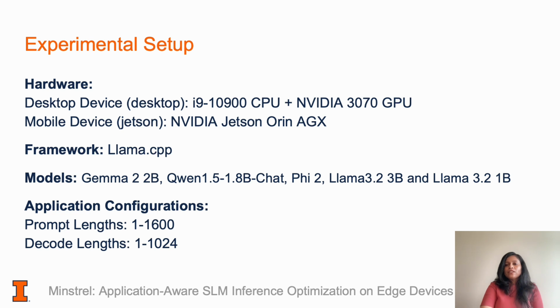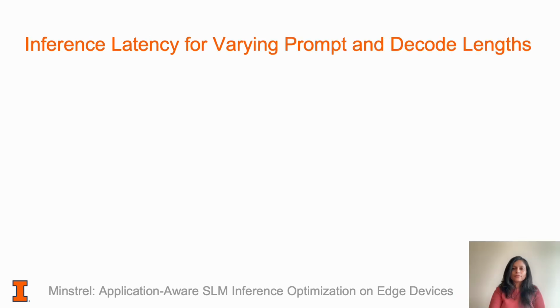We evaluate Minstrel on two local hardware, a desktop with the NVIDIA 3070 GPU, and a mobile device using a Jetson AGX. We evaluate using the Llama CPP framework with 5 SLMs: Gemma, Qwen, Phi, Llama 3 billion, and 1 billion. We run our experiments with prompt and decode lengths observed in SLM tasks.